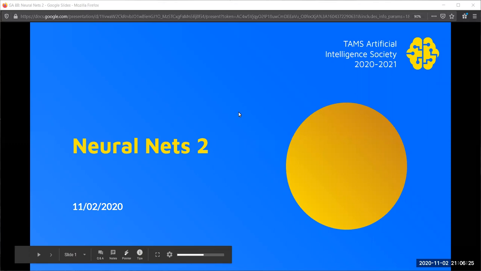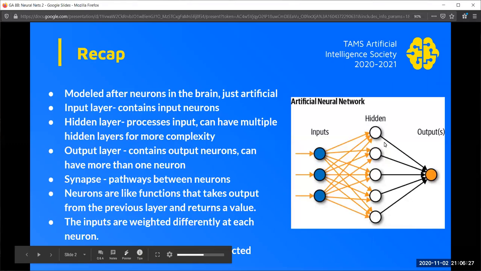So, quick recap. Neural nets are modeled after neurons in the brain. It's like an artificial neural network. You have your input layer first, and it contains input neurons. Every layer has neurons in it, right? You also have your hidden layer, which processes and does all the calculations. This is where really everything is happening. The hidden layer is where the magic happens.